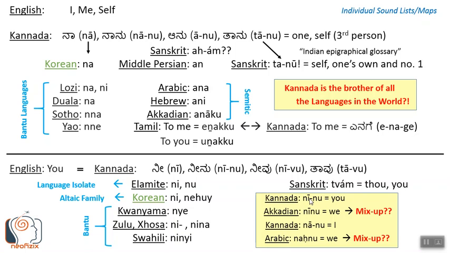And also we find some mix-ups. In Kannada, for example, you is ninu, and in Akkadian, ninu means we. So the you in Kannada has got mixed with we in Akkadian. And also in Kannada, nanu means I. In Arabic, nahnu means we. So there is another mix-up. The Kannada I has supposedly become we in Arabic. So overall, it shows the Kannada language is related to many other languages in the world.